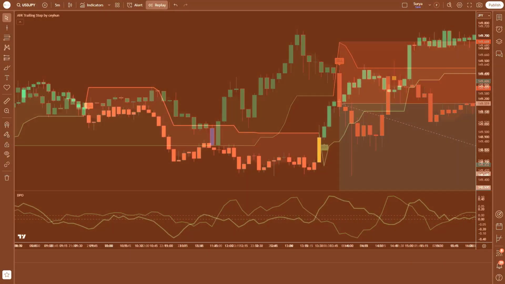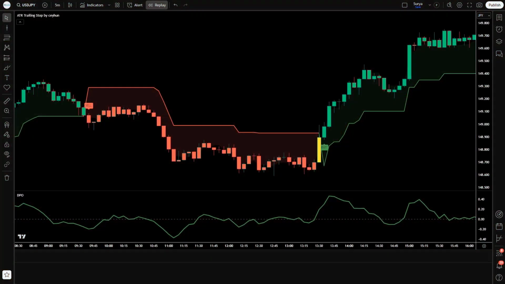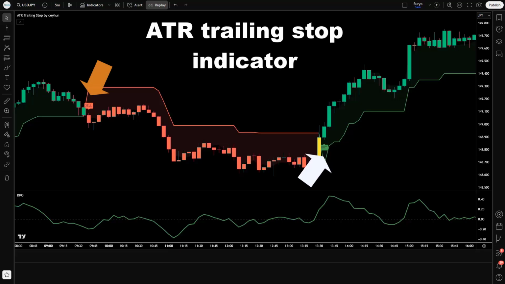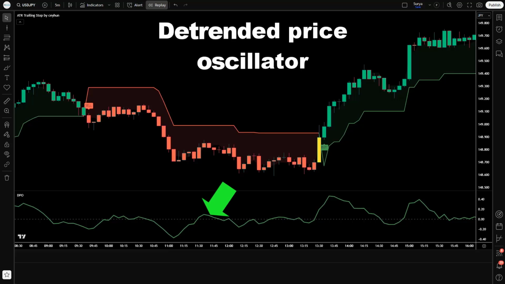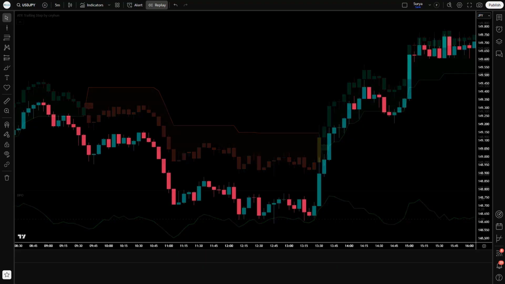First of all, let's learn about trading tools. The indicator that appears in the chart as buy arrow and sell arrow is called ATR Trailing Stop Indicator, and the green line indicator that appears in the chart is called the Detrended Price Oscillator. Now let us tell you how we want to trade.